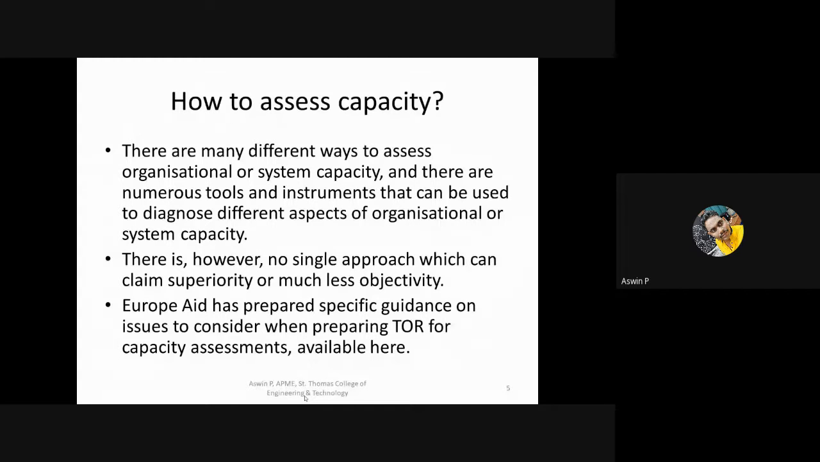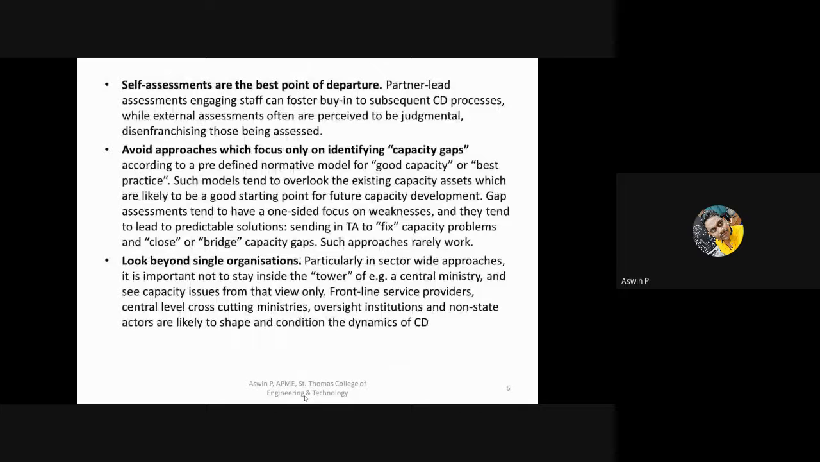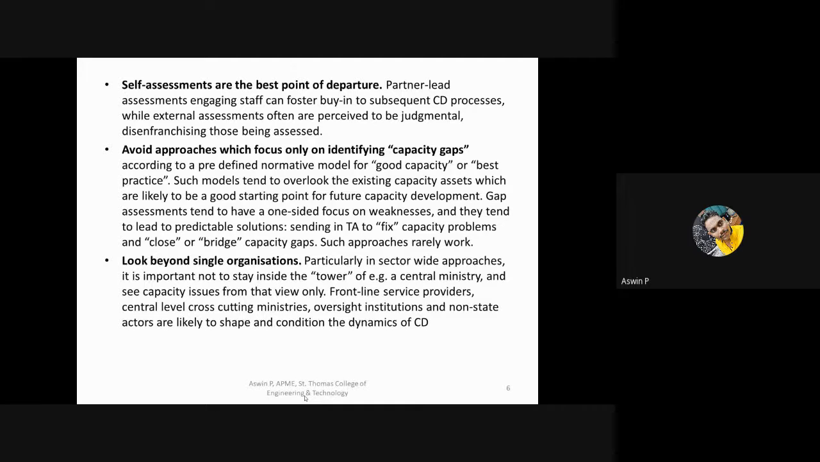So I think you can understand how to assess capacity. There are three types mainly: self-assessment, avoid approaches which focus only on identifying capacity gaps, and look beyond a single organization. The first one is self-assessment. We will self-assess how I am performing, how my plans are working, and whether our capacity development is enough. That is how we are checking ourselves. That's the first method, an assessment tool.